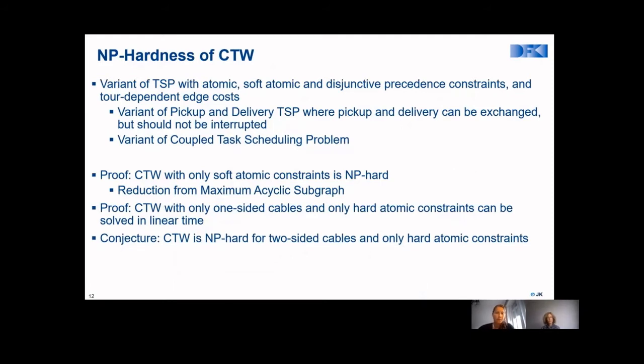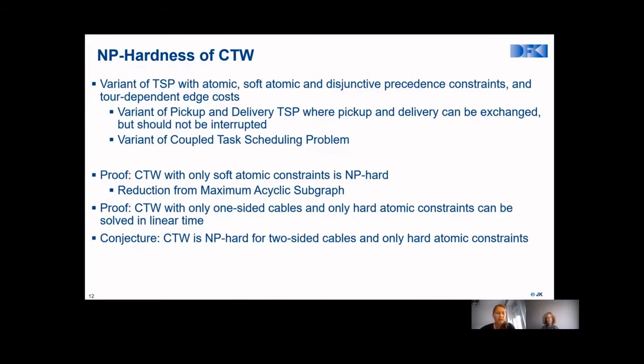The cable tree wiring problem is essentially a traveling salesman problem with soft atomic, disjunctive and disjunctive precedence constraints and tour-dependent edge costs. So here the edge costs are not just dependent on the time, but they're actually dependent on the cavities that were wired before the current cavity is wired.